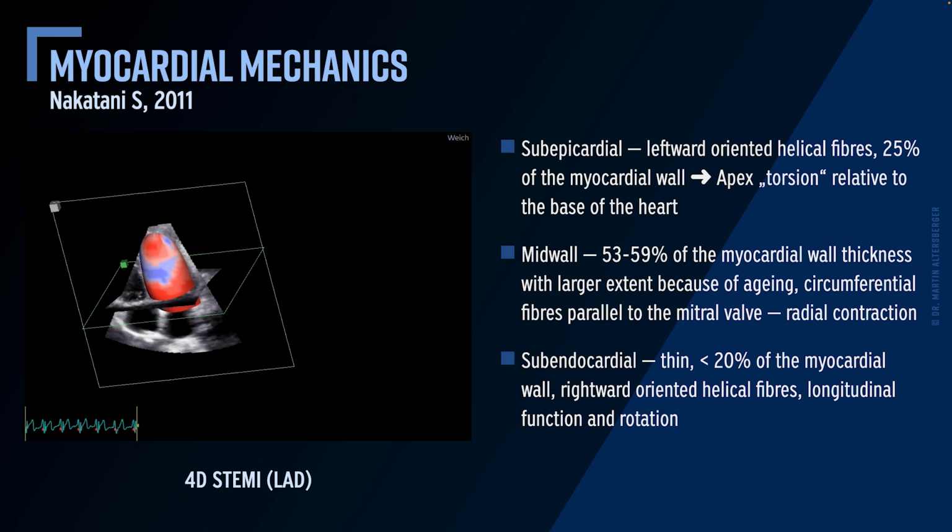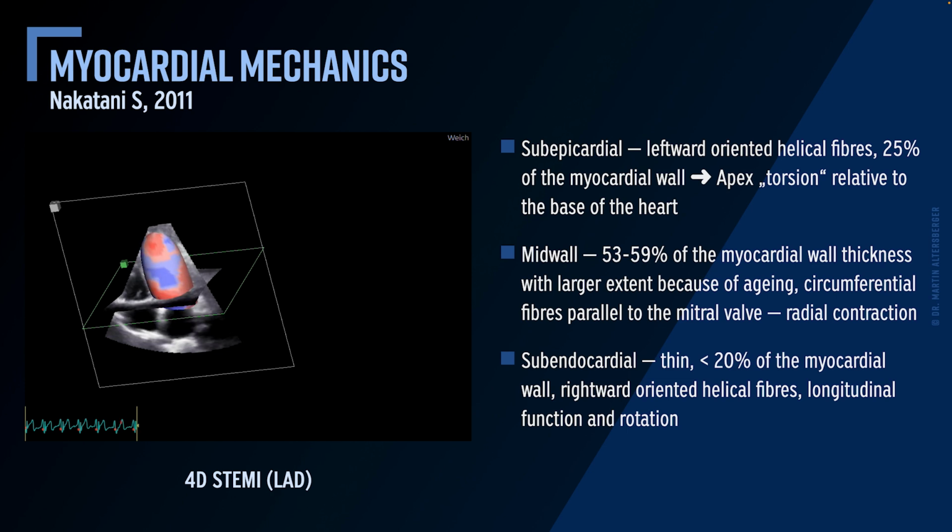They have a larger extent because of aging, so over time they become more. The circumferential fibers are parallel to the mitral valve and they are responsible for the radial contraction. Now looking at the subendocardial fibers, they are thin. They only make up 20% of the myocardial wall, the rightward oriented helical fibers we discussed, and they are responsible for the longitudinal function, but also for the rotation of the heart.